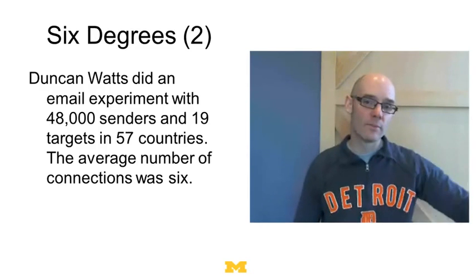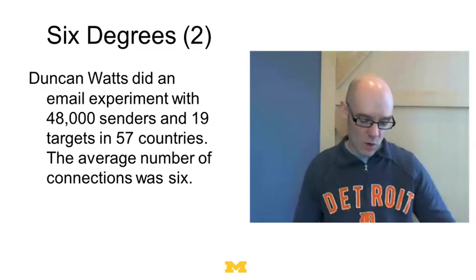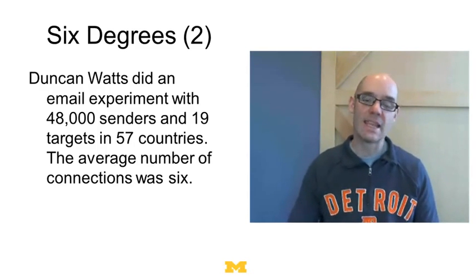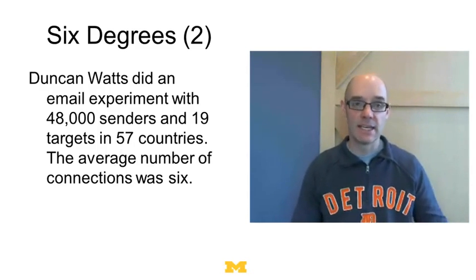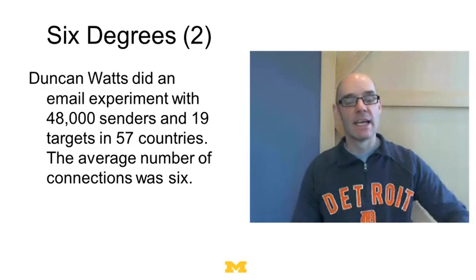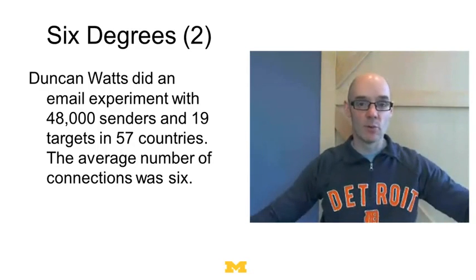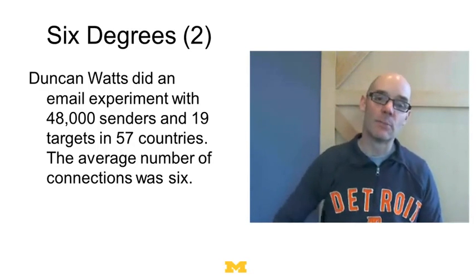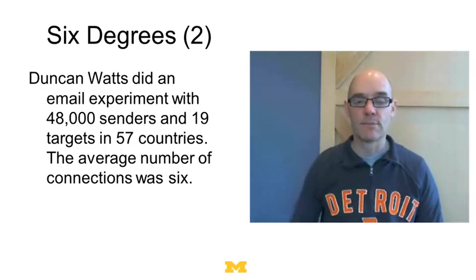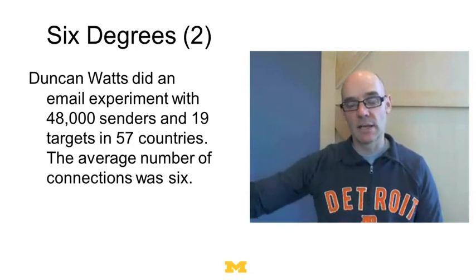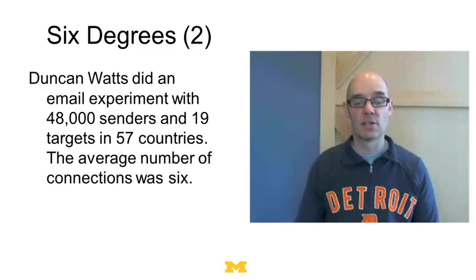Now Duncan Watts, almost 40 years later, redid this experiment with 48,000 people on the internet, and they had to send an email to someone they knew on a first-name basis and try to get it eventually to target people all around the globe. And what he found, again, was that the average number of steps was 6. So it took typically 6 steps to get from one person to another. So there's a 6 degrees phenomenon that we want to understand.